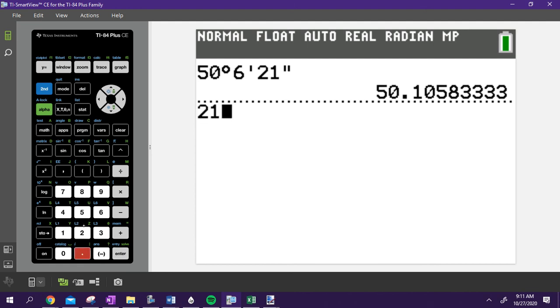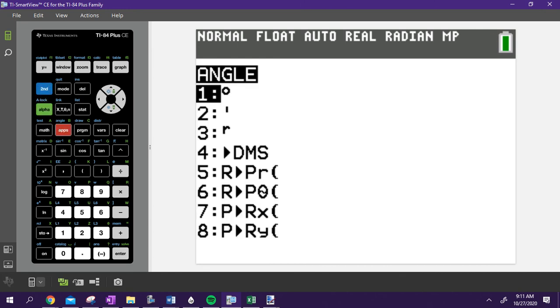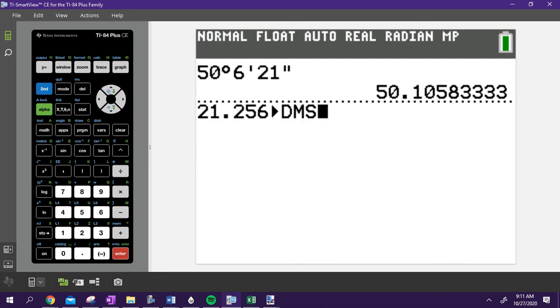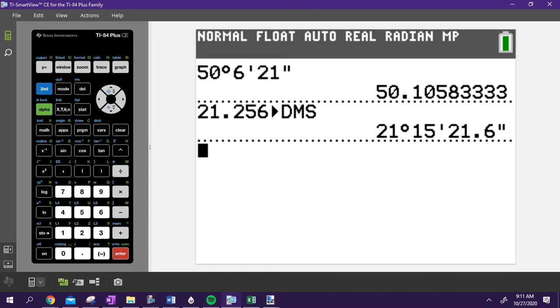The second problem was 21.256. Okay, degrees. We want to convert that into degrees, minutes, and seconds. To do that, I typed in my decimal. Then I'm going to go second angle, sorry. I'm going to the angle menu again. Number 4 is converting to degrees, minutes, and seconds. So I'm going to go down to number 4, degrees, minutes, and seconds. All I got to do is hit enter. Boom, there's my answer, 21 degrees, 15 minutes, and 21.6 seconds. Makes sense how to convert.